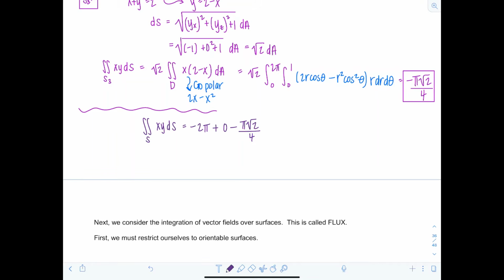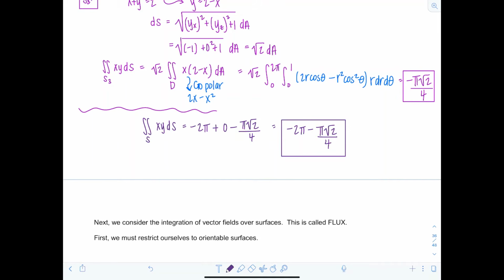I don't know, do you feel like getting a common denominator? I'm not in the mood. So negative 2 pi minus pi root 2 over 4. It wouldn't necessarily make it look a whole lot better. Use your discretion.